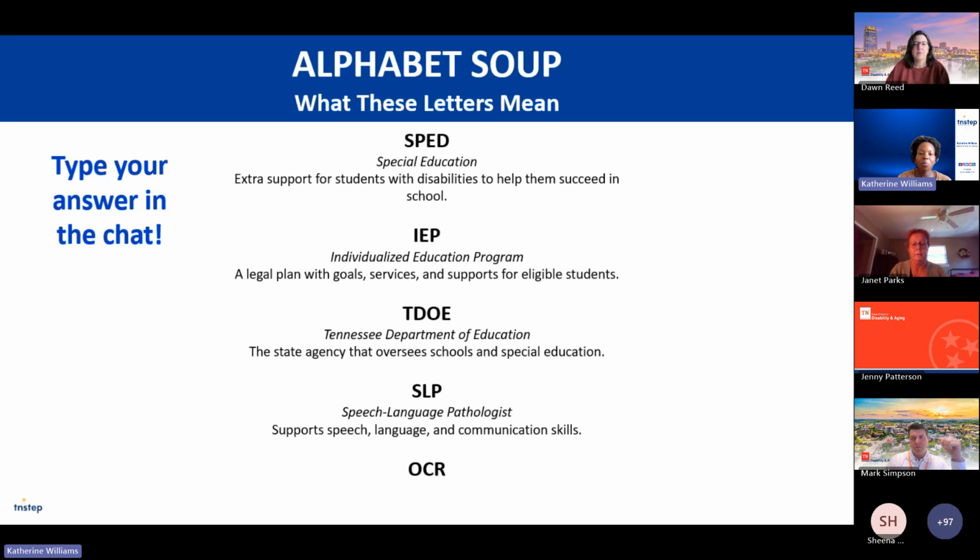And then we have one more. This one may be a little bit tricky. OCR. So does anyone know what OCR stands for? I'm trying to think of a hint, but I can't really think of it. Yes, perfect. So Joni is correct. OCR stands for Office of Civil Rights. This is the office that handles disability discrimination complaints under Section 504. And we will be going into a little bit more detail about that today. So you all did amazing.